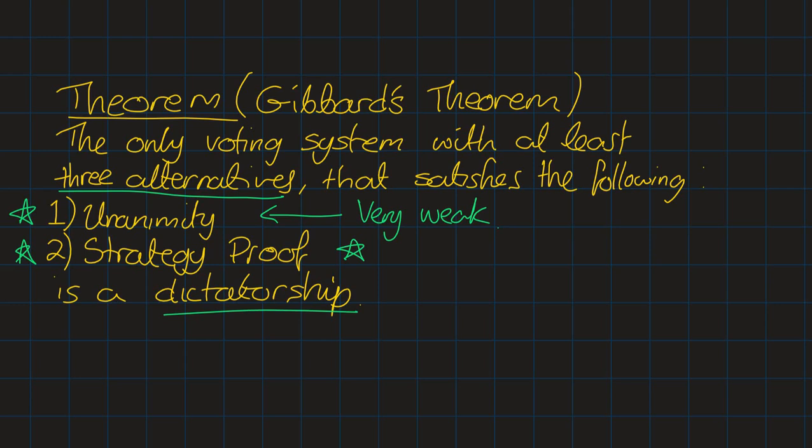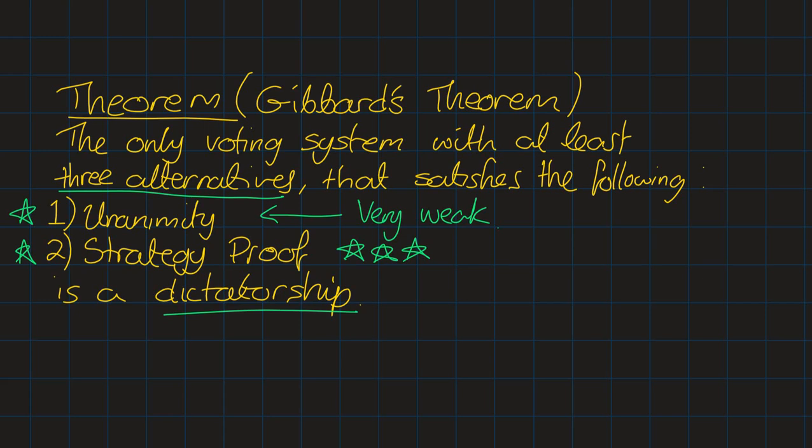Strategy proof is the hard thing to satisfy. It would be nice if your voting system was strategy proof. It would be nice if the voters didn't have to worry about tactical voting. It would be nice if every voter could just vote sincerely, honestly, exactly how they feel, instead of having to compromise about their preferences or attempt some sort of burying or pushover or any other type of tactical voting which we haven't even mentioned.